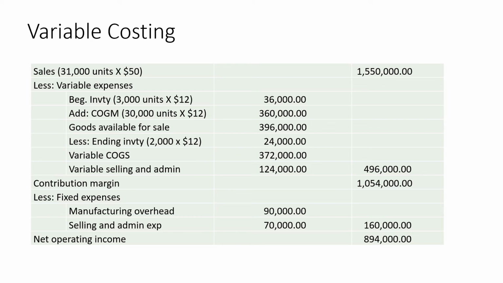Thus, your total variable expenses is 496,000. Getting the difference between your sales and your total variable expenses, we come up with your contribution margin of 1,054,000. From your contribution margin, we deduct your fixed expenses na manufacturing overhead na 90 and your selling and admin expense na 70. So, your total fixed expenses is 160,000. So, ngayon, under variable costing, your net operating income is 894.